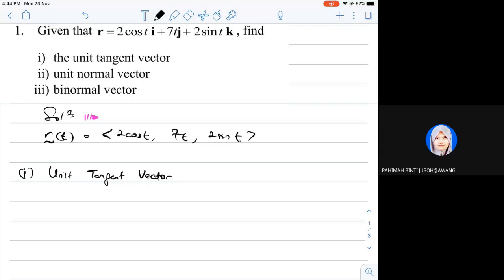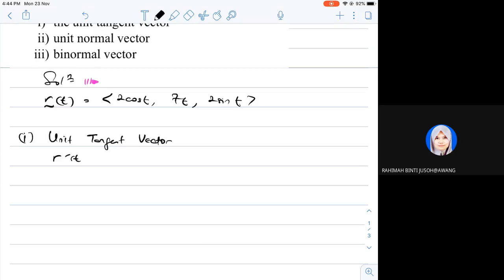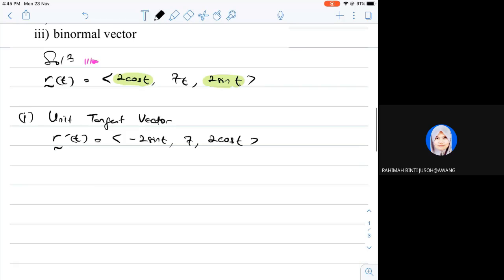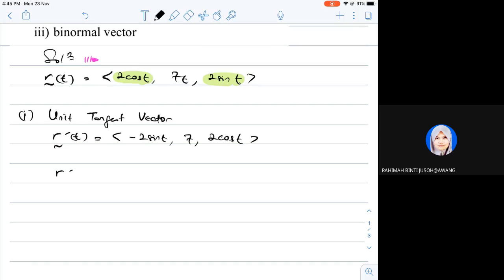First of all, what you should do is differentiate your r. So finding r prime t: differentiate 2 cos t, we get negative 2 sin t. Differentiate 7t, we get 7. Differentiate 2 sin t, we get 2 cos t. And then after that, you need to find the magnitude of r prime t.